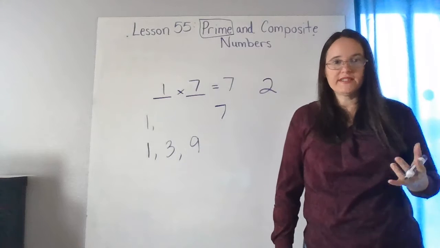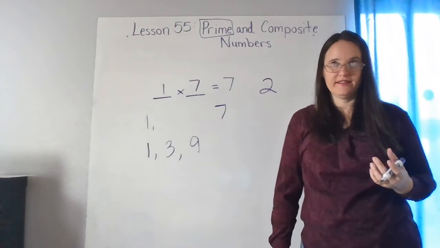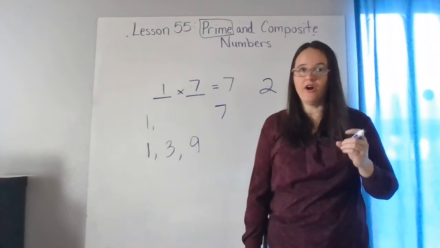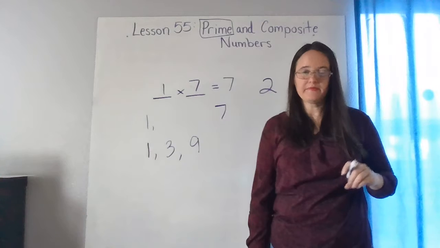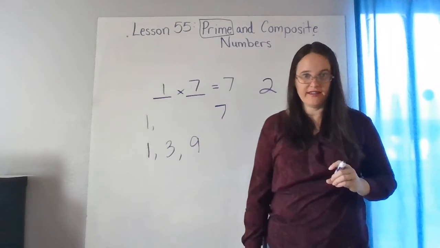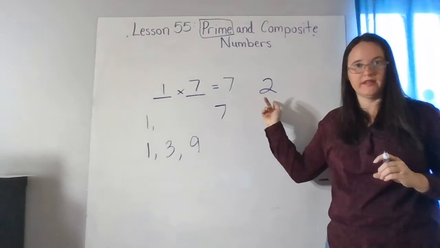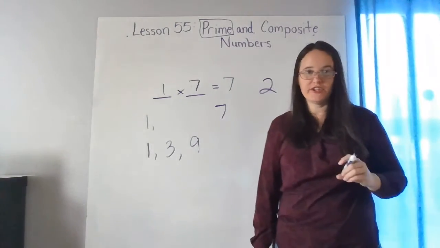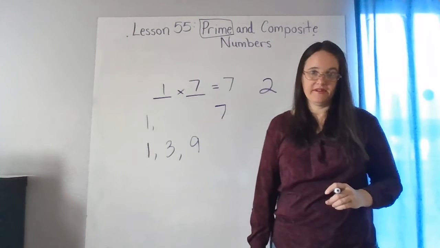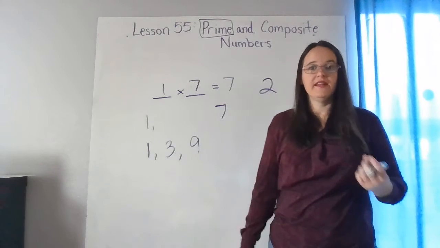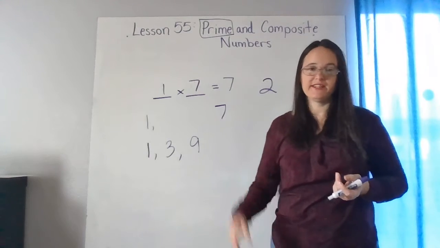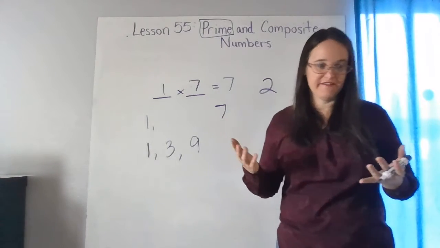So while most numbers that are prime are odd, not all odd numbers are prime. I'm going to say that again because it's a little bit confusing. Most prime numbers are odd, all of them except 2. However, just because you're looking at an odd number does not make it a prime number. 9 is not a prime number. Another example would be 15. 15 is not a prime number because we can do 3 times 5 to get 15.